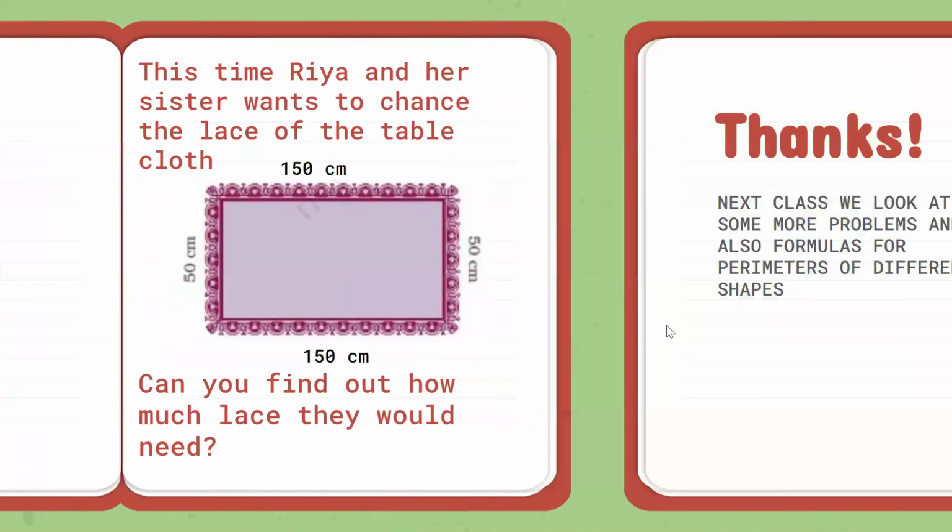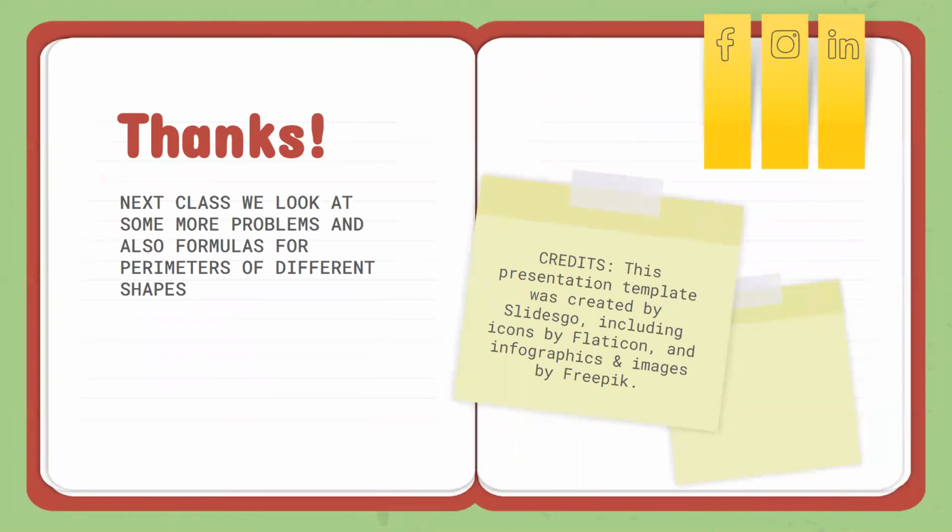That's it for today's class, guys. Thank you so much. In the next class, we will look at some more problems on perimeter, and we will also find formulas for perimeters of different shapes like square, rectangle, and triangle.